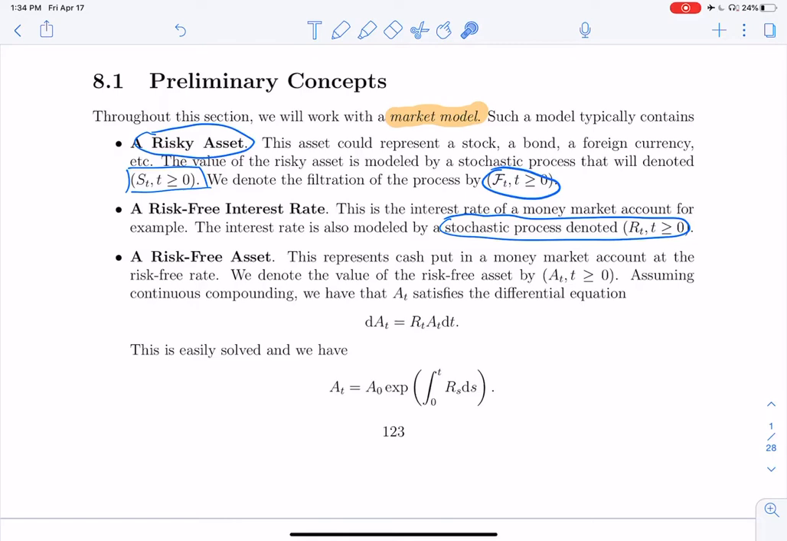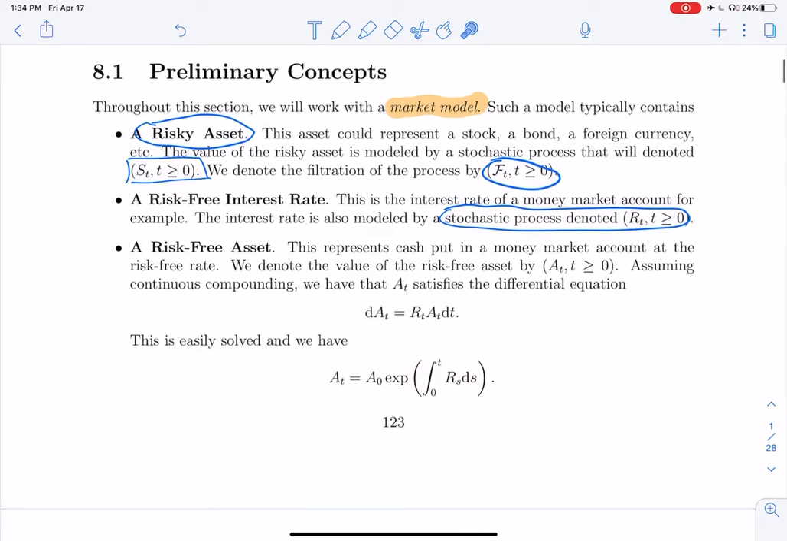A_t is given by A_0 times the exponential of the integral from 0 to t of R_s ds. Even though R is random, you can solve this. That's not a problem. Take the derivative of that. If I take the derivative, what I get is A_t, because that's an exponential, and the derivative of the integral is just what's inside, R_t.